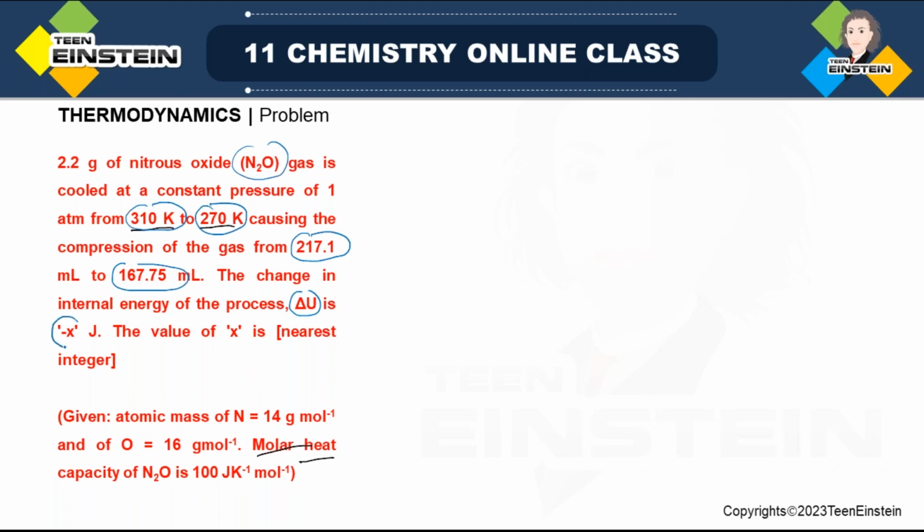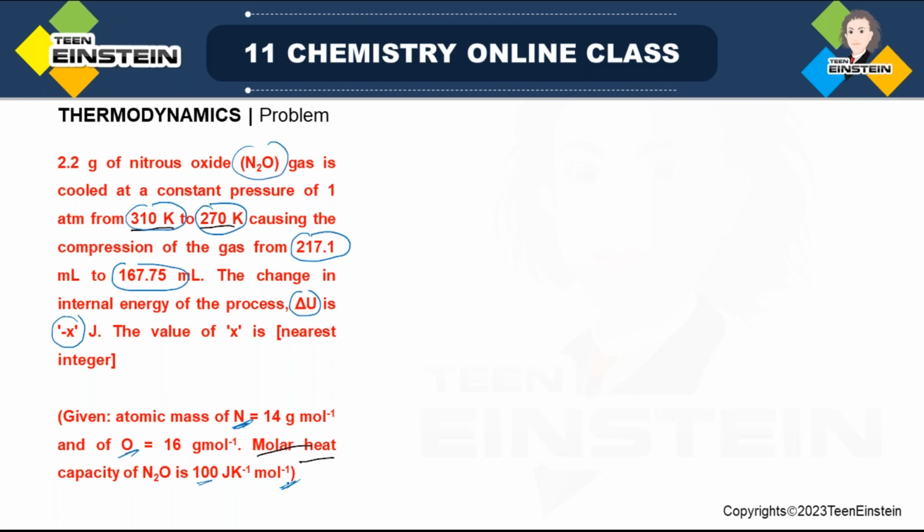and that is already given in the form minus x, where x is the nearest integer, that nearest integer we have to find. Some more informations are also there. What is the atomic mass of nitrogen and oxygen? 14 and 16. And molar heat capacity of this oxide, N2O, that is also given, 100 joule per Kelvin per mole.